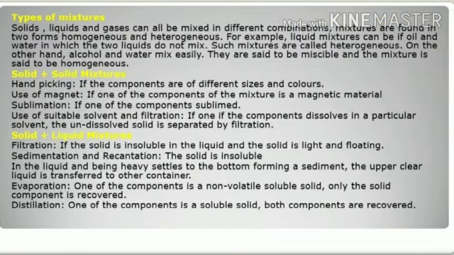Now, types of mixtures. Solids, liquids and gases can all be mixed in different combinations. Mixtures are found in two forms, homogeneous and heterogeneous. For example, liquid mixtures can be of oil and water, in which the two liquids do not mix. Such mixtures are called heterogeneous. On the other hand, alcohol and water mix easily. They are said to be miscible, and the mixture is said to be homogeneous.